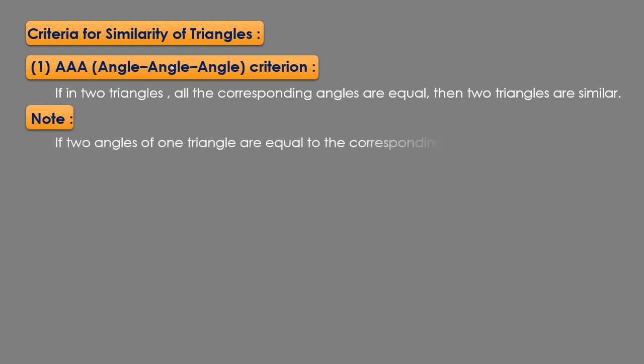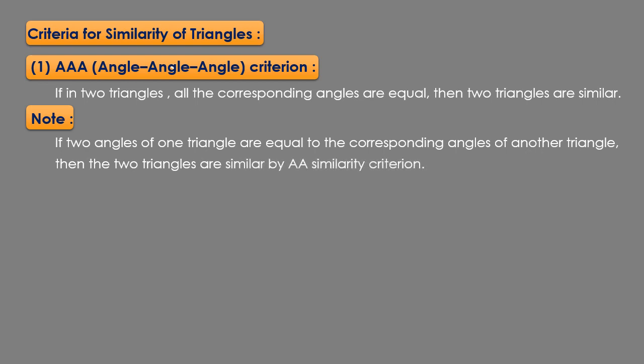Even if two angles of one triangle are equal to the corresponding angles of the another triangle, then also we can say that these two triangles are similar by angle similarity criteria. Now what will happen if two corresponding angles of the given two triangles are equal? It means that third angle will be automatically equal to the corresponding angle or remaining angle of the second triangle. So in that way also angle criteria of the similarity will be satisfied.